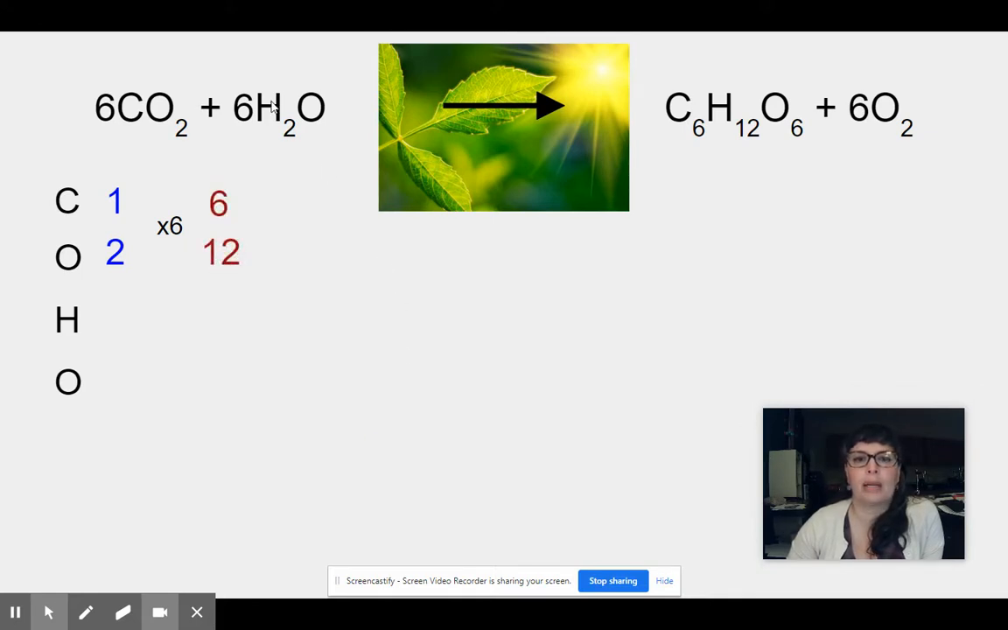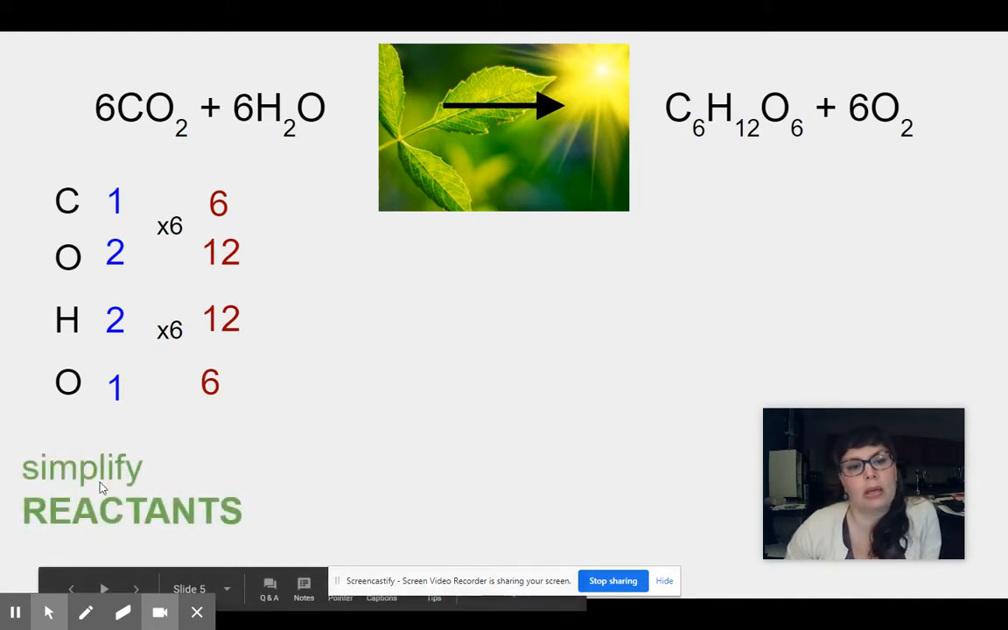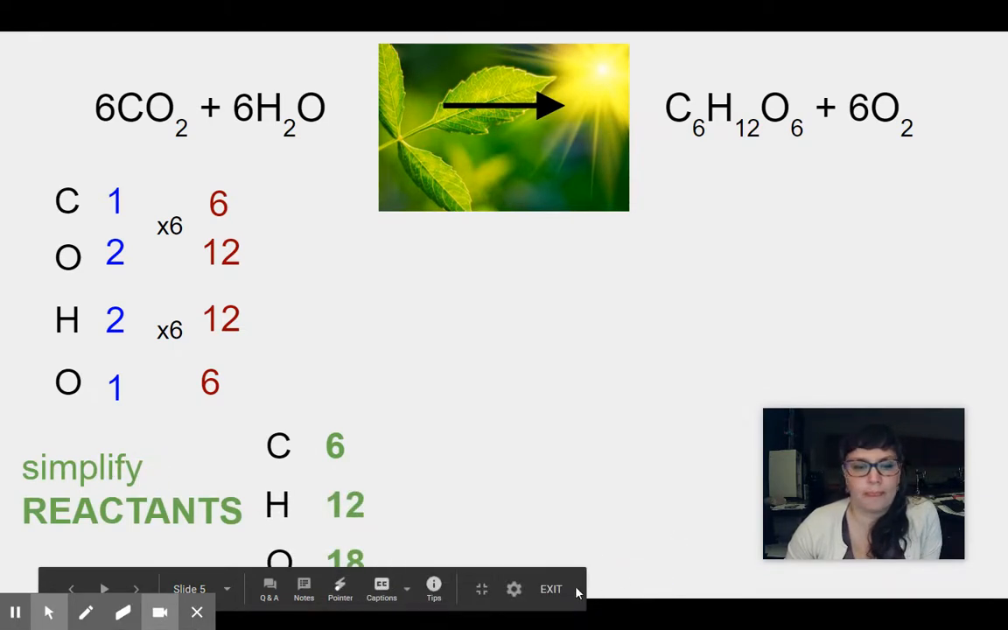Okay? Now let's move on to this part of the reactant. Let's leave the coefficient out for now. 2 hydrogen, 1 oxygen. Okay, so now let's bring in the coefficient. There's 6 molecules of water. And so these are the amount of atoms that we end up with. So let's simplify this. Let's bring those oxygens together. So 6 carbon, 12 hydrogen, 18 oxygen.